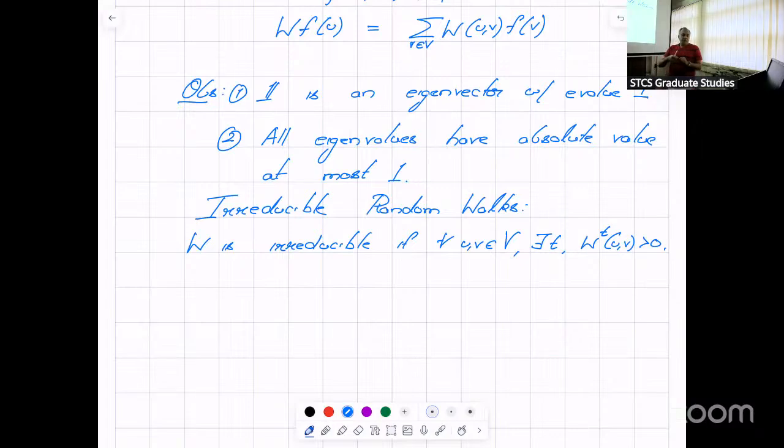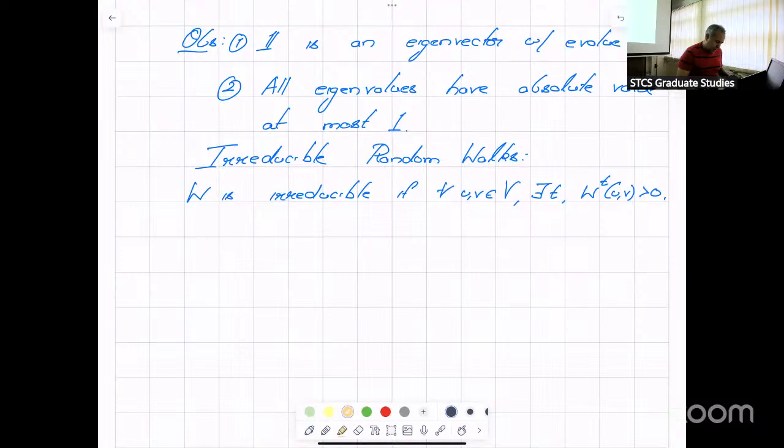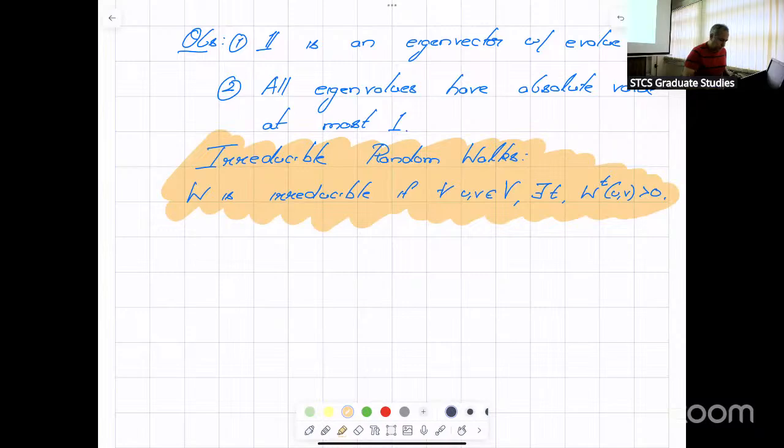All I'm claiming is from every vertex to every other vertex, there must be some time t, which could depend on U and V, such that there's a non-zero positive probability of going from U to V. So we'll define this notion of irreducibility, and we'll work only with irreducible random walks, because otherwise you can just decompose it into each part separately and work with them. This is the corresponding notion of connectedness for random walks.